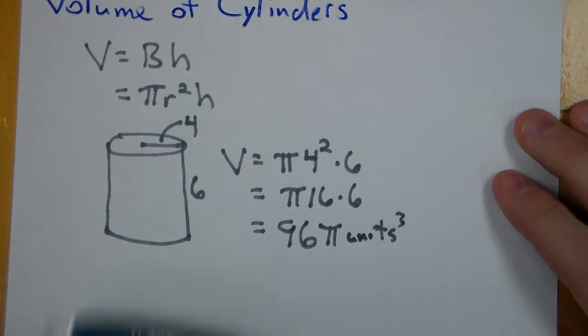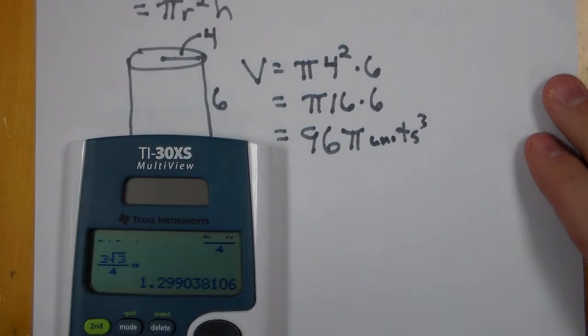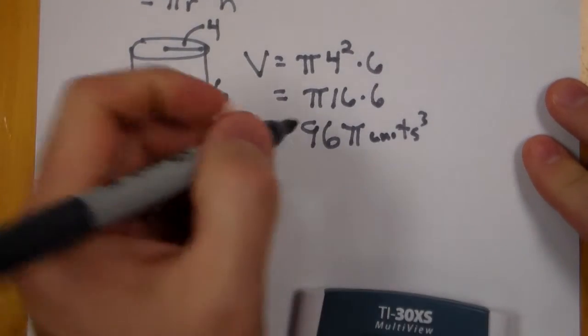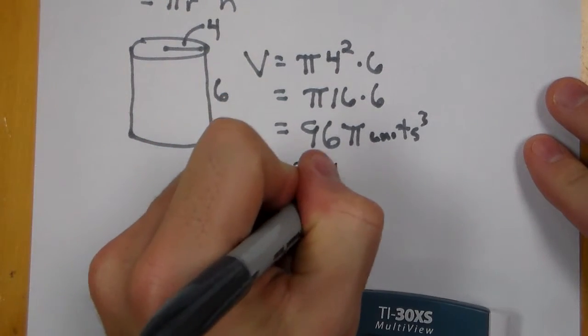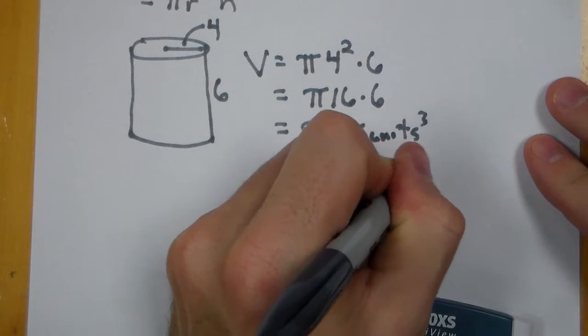We can then go to our calculator. 96 times pi comes out to be about 301.6 units cubed.